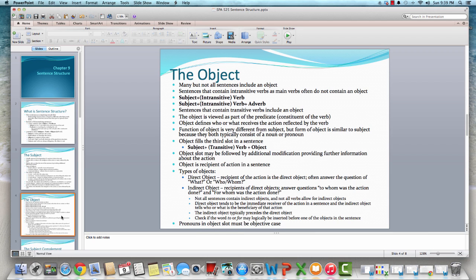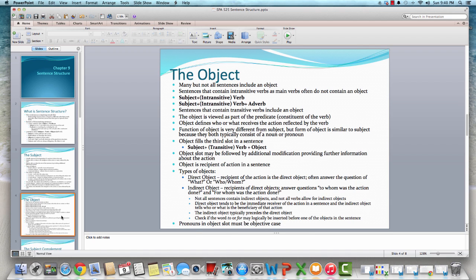So the types of objects: we have a direct object, which is the recipient of the action. The direct object often answers the question of what or who. The indirect objects are recipients of direct objects that answer the questions to whom was the action done and for whom was the action done. But not all sentences contain indirect objects, and not all verbs allow for indirect objects. So some verbs cannot have an indirect object, depending on the type of verb it is. The direct object tends to be the immediate receiver of the action. And the indirect object tells who or what is the beneficiary of the action.